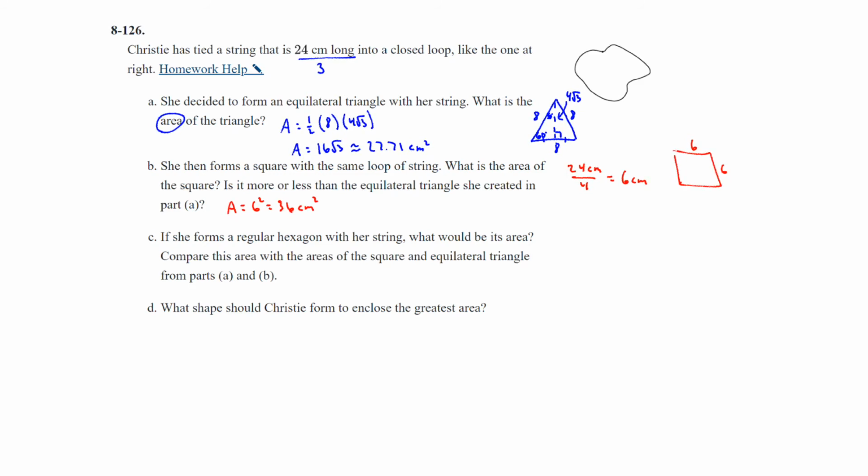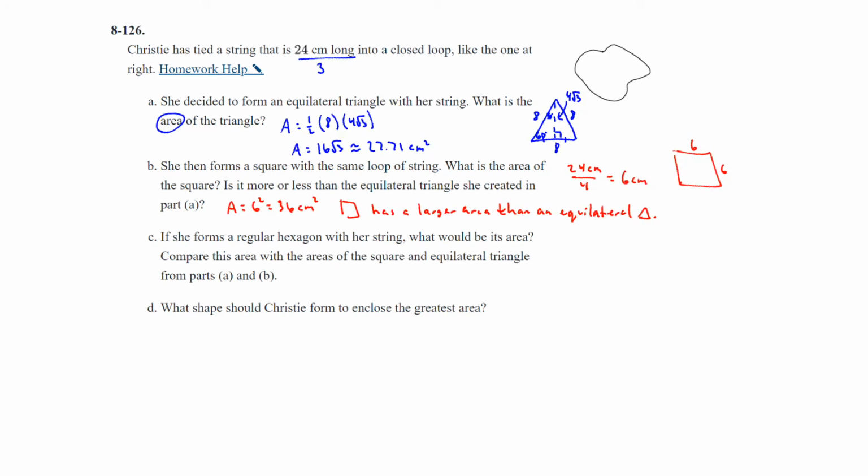And so you can tell, is it more or less than the equilateral? Well, 36 is bigger than 27, so the square has more area than the equilateral triangle. All right, on to part C.